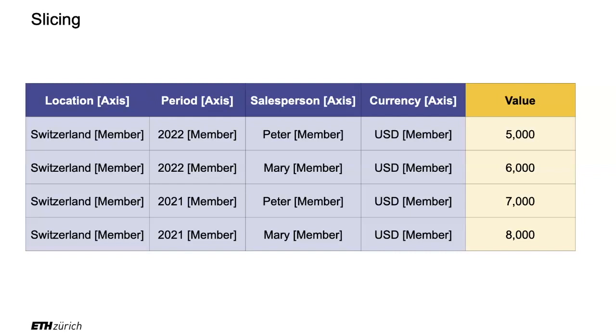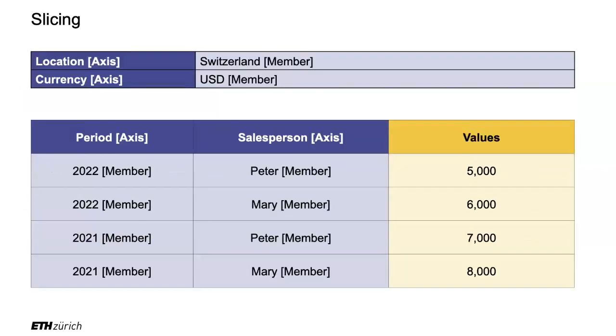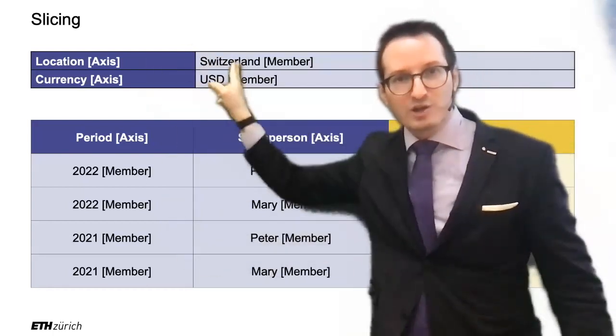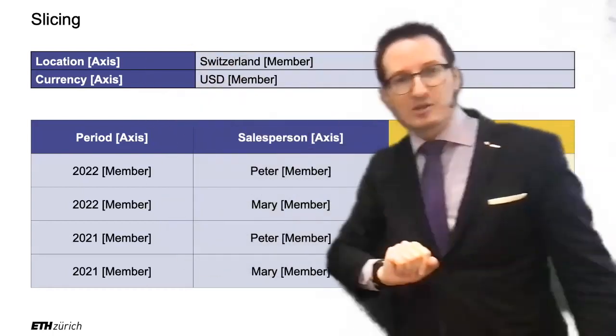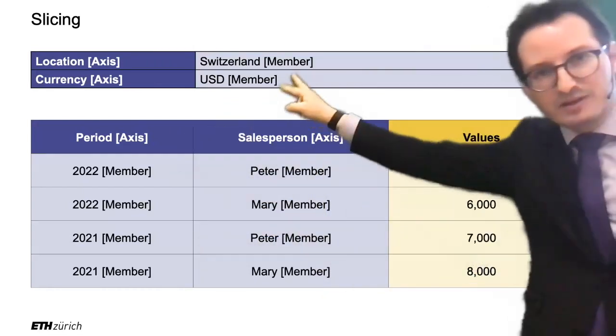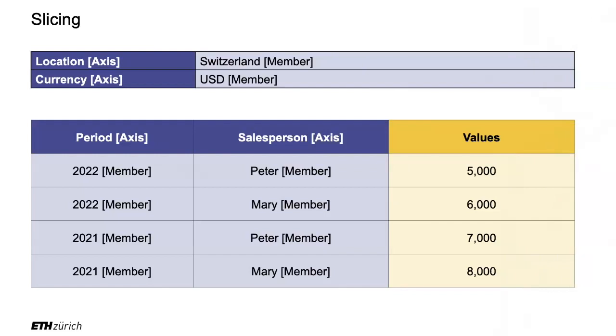So what we like to do, because again, it's fancy reports, very shiny, instead of repeating Switzerland all over the place, we move it up like this. We'll do the same with dollars because it's dollars everywhere. They're called slicers, we'll put them here. So this basically applies to everything. The location is Switzerland everywhere, US dollars everywhere. Now we have the period, the salesperson, and the values, and these two additional dimensions sliced.